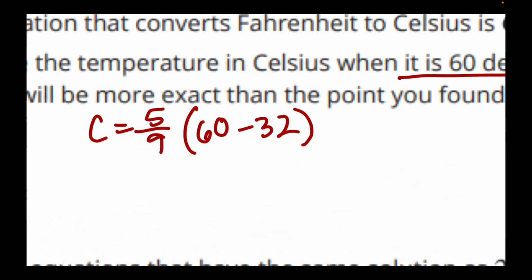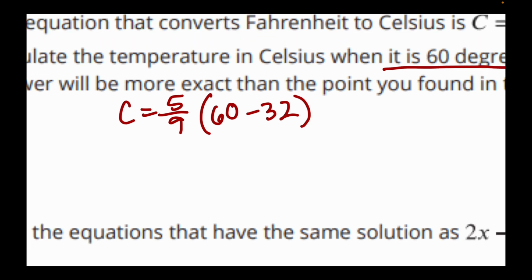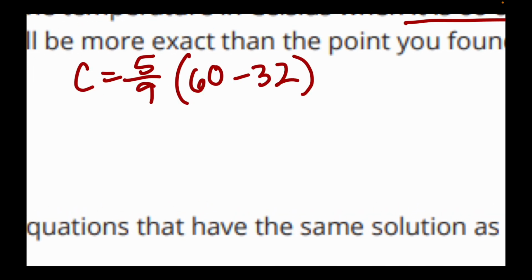So that means when I'm simplifying this expression here, I need to do the parentheses first because that's the P in PEMDAS. So let's do 60 minus 32. And then we'll do a multiplication. Technically, you can distribute this through, but it's going to be a little wonky. So I'd rather just do 60 minus 32. That'll give us 28. So we'll say C is equal to 5/9 times 28.